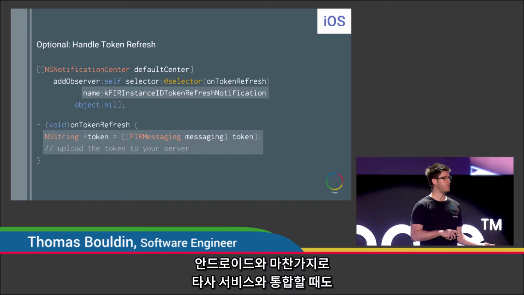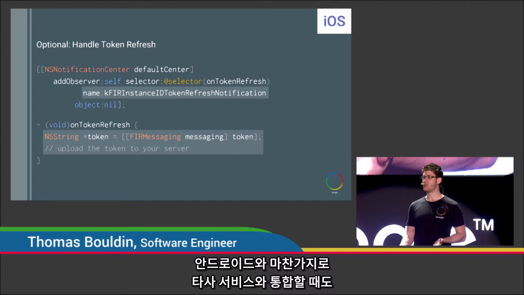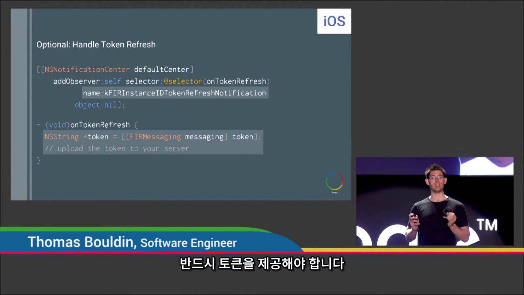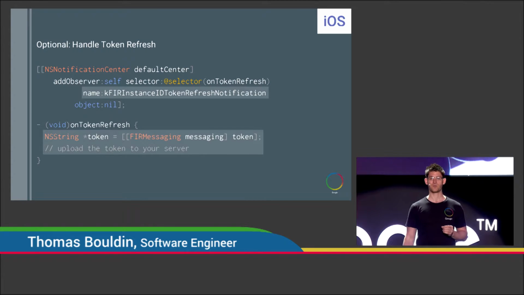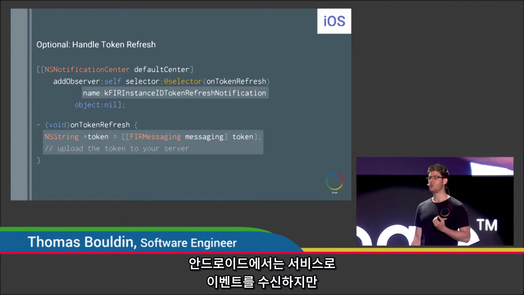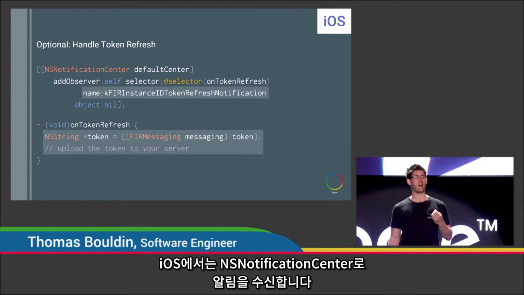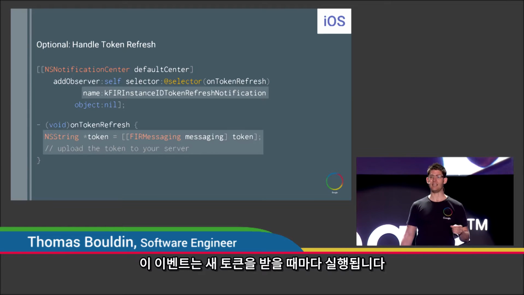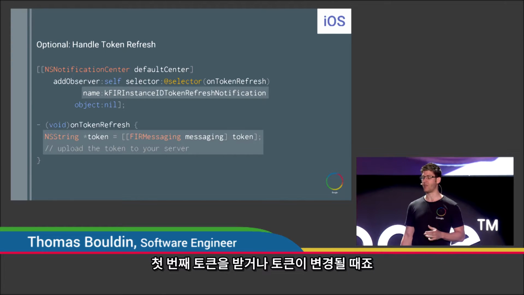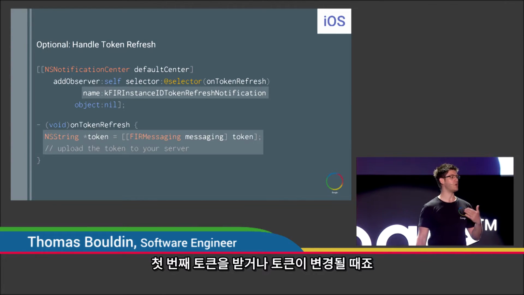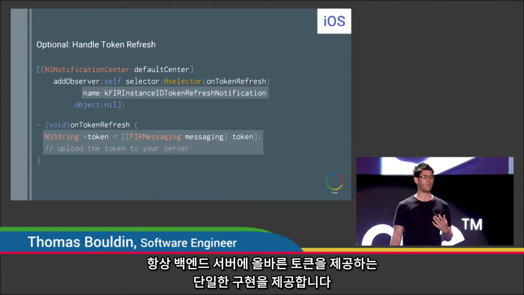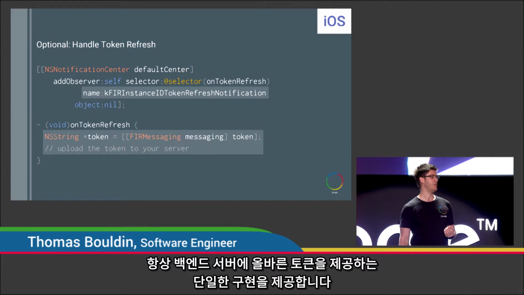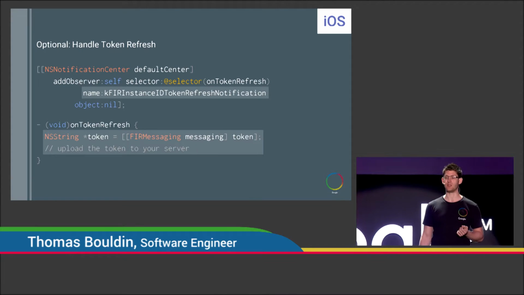Now, just like with Android, if you're integrating with a third-party service, you'll need to make sure you give that service your tokens. In Android, we listen to events with a service, but with iOS, we listen to notifications with the NSNotificationCenter. This event is fired anytime we get a new token, whether it's the first token or the token is changed. So we can provide one implementation that will make sure we always have the correct token in our backend server.